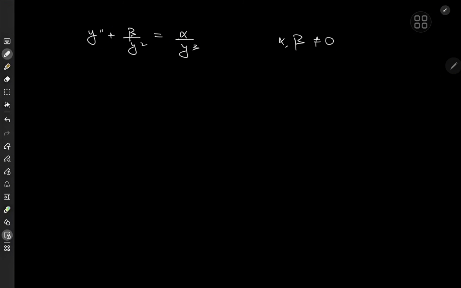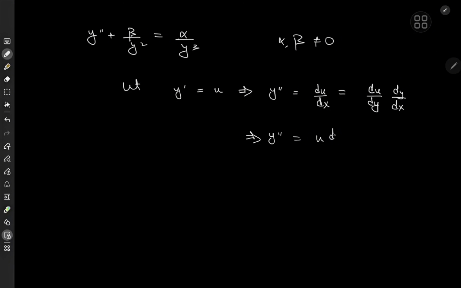Okay, cool. The first thing you'll notice is that the x variable is missing explicitly. So we could invoke the transformation that is letting y prime equal u to reduce the order of the differential equation. But this implies that y double prime equals du over dx, which would introduce a differential equation essentially in three variables, that is x, y, and u, which is far from ideal. So we'll invoke the chain rule and write this as du over dy times dy over dx. And because we know that dy over dx is just our u variable, that gives us y double prime is equal to u times du over dy.